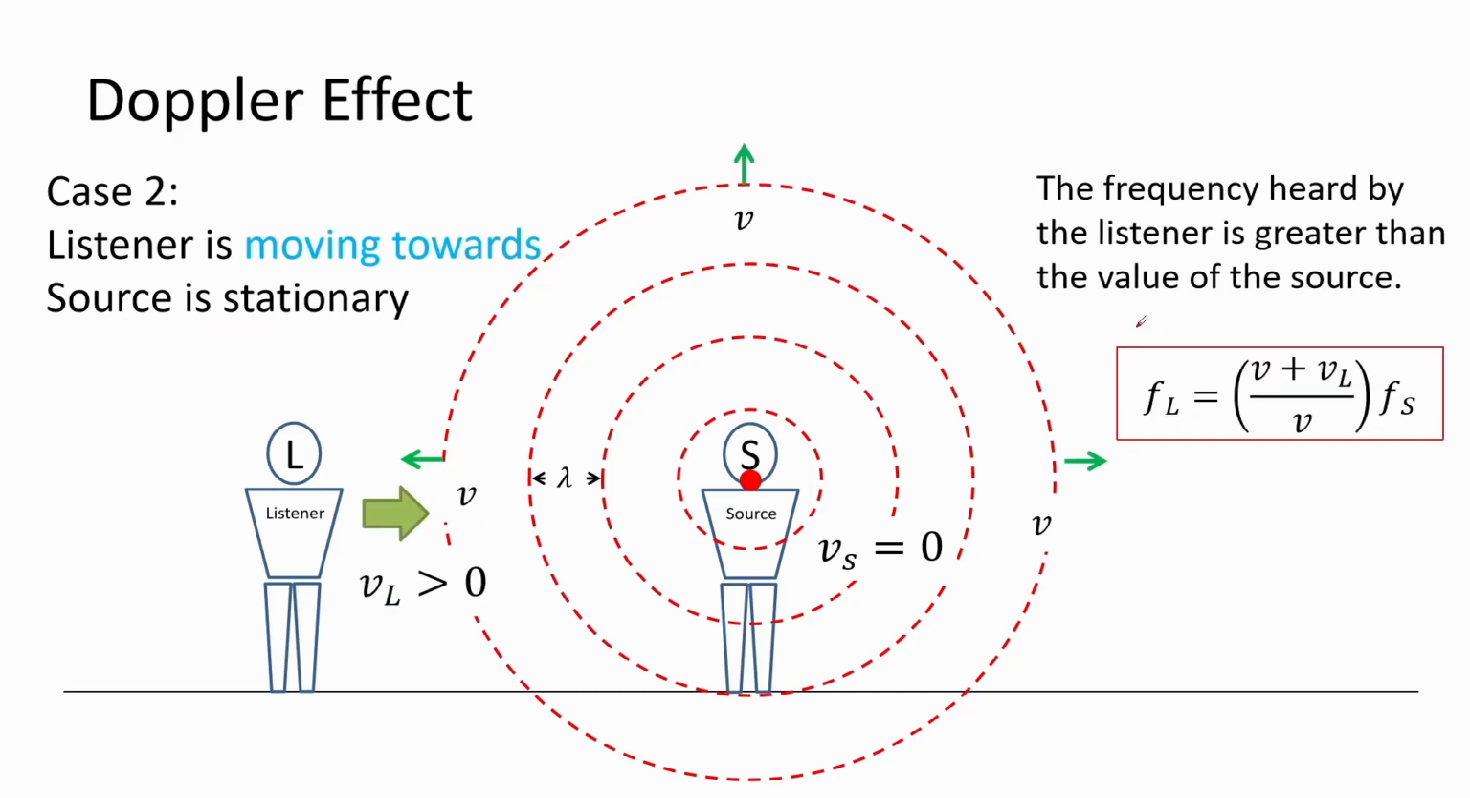Here we have a scenario where the source is stationary but the listener is moving towards the source. Logically, we expect that the sound heard would be louder. The formulation for the frequency heard by the listener is given as the ratio of the speed of sound in air plus the speed of the listener over the speed of sound in air, times the frequency of the source. So, we see that the ratio factor would result in a value greater than 1 and would result in a frequency greater than the source.